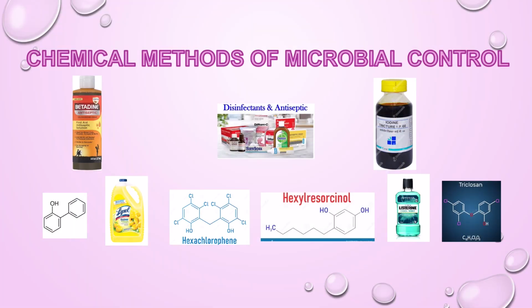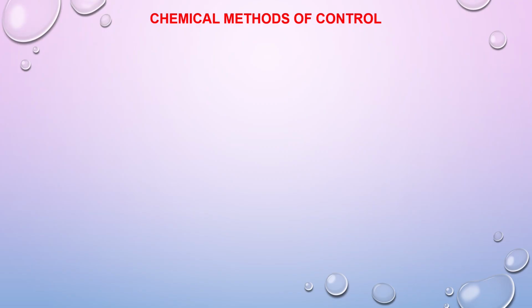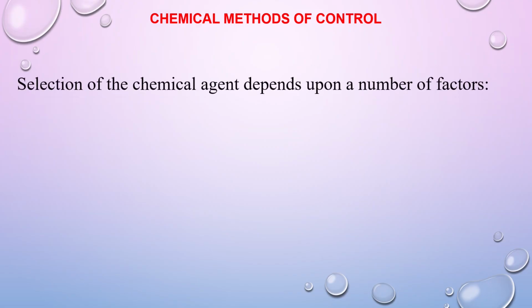We will be talking about the chemical methods of control. Quite often, chemical agents are very widely used for microbial control. This is because their use is convenient as well as practical. For example, wiping the tabletop with a disinfectant before a microbiology experiment or wiping the skin with an antiseptic before an injection. A careful selection of the chemical agent depends upon a number of factors.